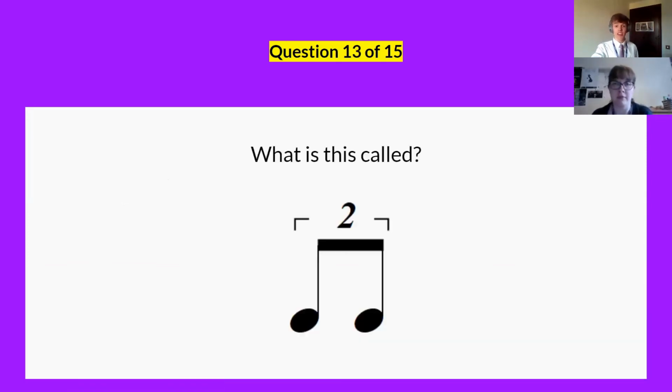Question number 14. What is this called? There's one word. It begins with D, and that describes what this is. We've got some notes, a bit of square brackets, and a number. What's going on? What do we call it?